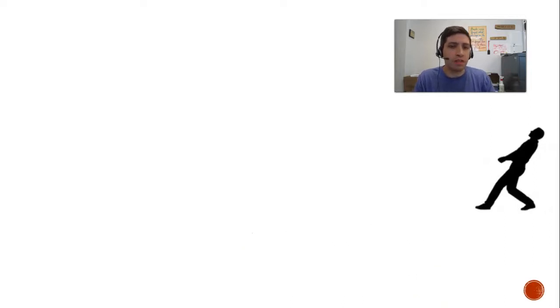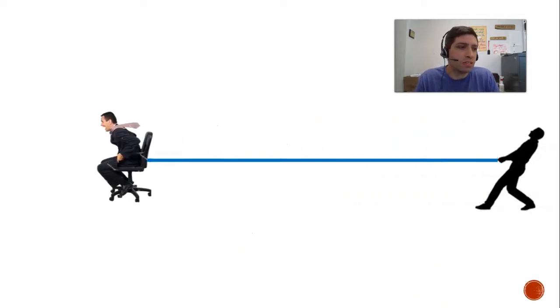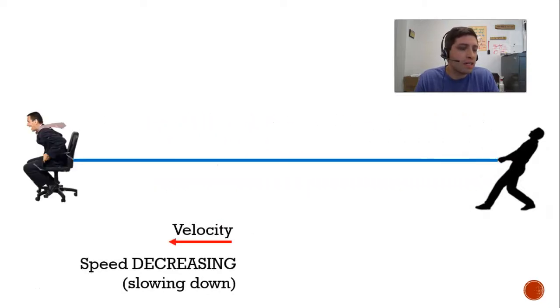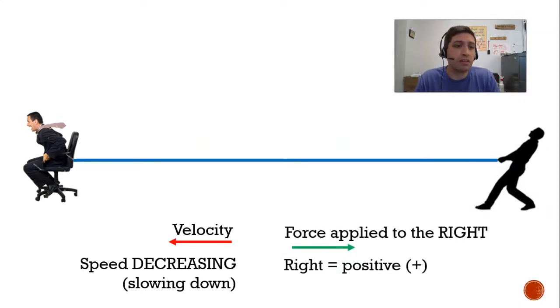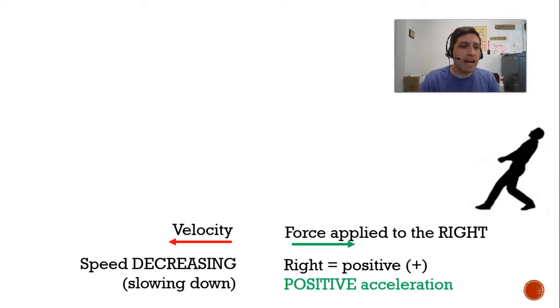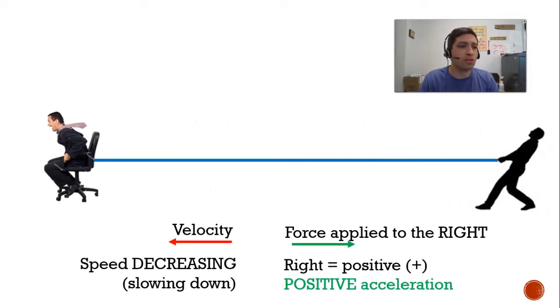Another example. Let's say now the person in the wheelchair is moving to the left, but they're going to slow down. So velocity is toward the left, and speed is decreasing. Well, what direction does the force have to be applied to do that? Fairly clear that the force is applied to the right. And in this case, since right is positive, make your guess, acceleration is positive. Again, the direction of the force gives the direction of acceleration. That's the direction of the change. The force has to be applied to the right in order to slow this person down.